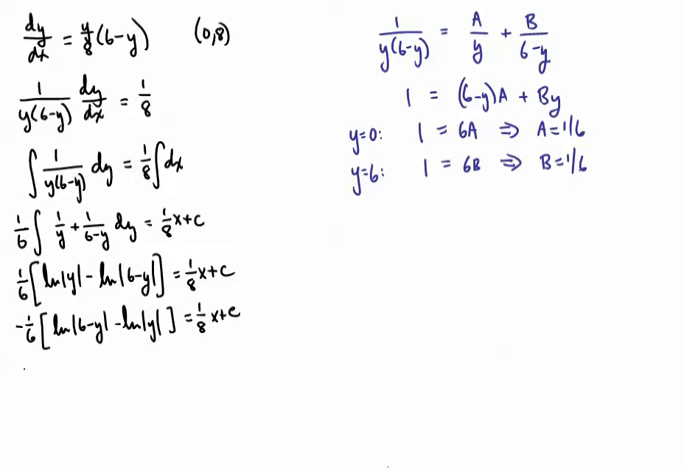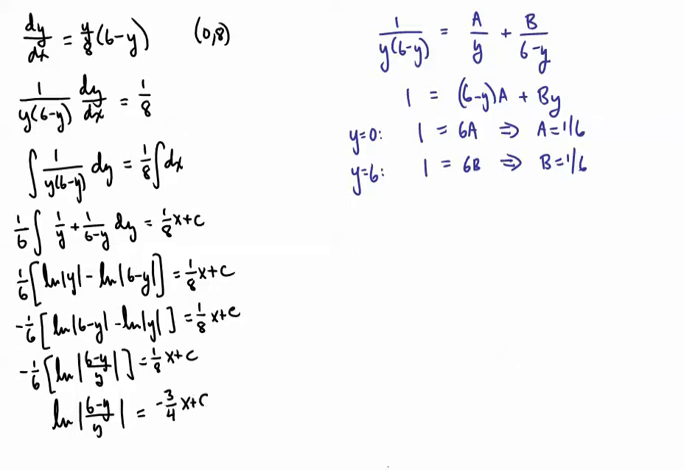By doing that, we can use the properties of logarithms now to rewrite that as negative 1/6 times the natural log of absolute value of 6 minus y over y, again still equal to 1/8 x plus c. And if I multiply through both sides by negative 6, I will get natural log of absolute value of 6 minus y over y is equal to negative 6/8, which we'll write as negative 3/4 x plus c. And I'm going to exponentiate both sides.